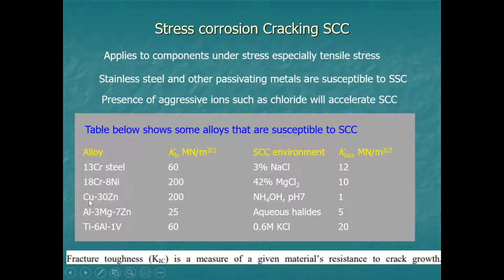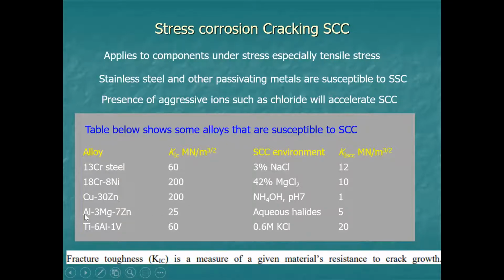Now let's take the next one. This is a copper zinc alloy. This is a brass, in other words, 30% zinc. Copper zinc is called brass, or Messing in German. And it's 30%, fairly typical. Again, a very high value, 200. But if you put it into ammonium hydroxide solution at pH 7, it drops down to 1. That's not surprising, because anything containing copper in an ammonium solution is asking for trouble because it reacts. So it's hardly surprising it drops down to a value of 1. You should never do that. You shouldn't put this alloy in contact with ammonium hydroxide, even though it's at a neutral pH.